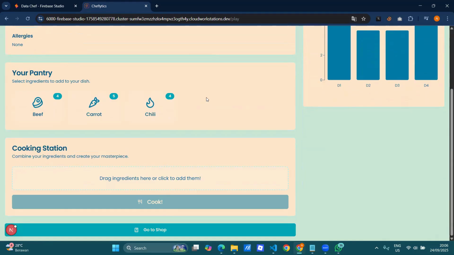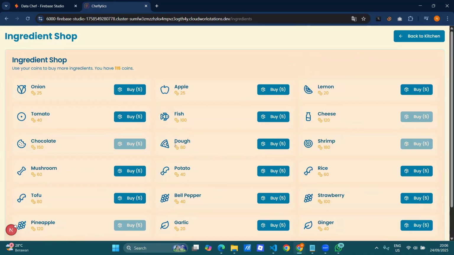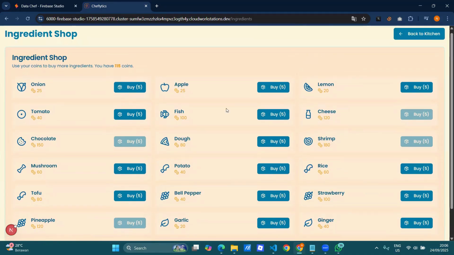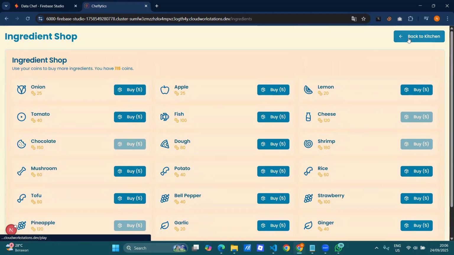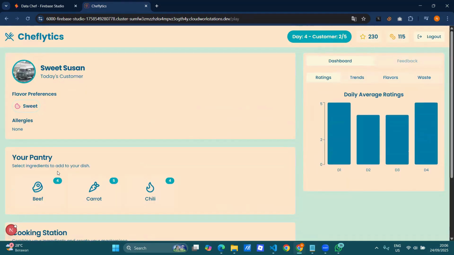And oh yeah, we have a shop if some ingredients don't fit or aren't used. If we need more ingredients, we can buy them. Oh yeah, this is the number for the stock.